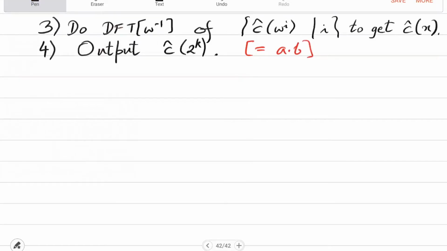Right? So it's a very roundabout, complicated way of multiplying two numbers. You convert the numbers to multiply the polynomials, do the arithmetic modulo a number, and then you do DFT inverse, get the polynomial, and then evaluate the polynomial. Any questions? So these are the 4 clear steps. So all that remains is the time complexity analysis. So let's do that.